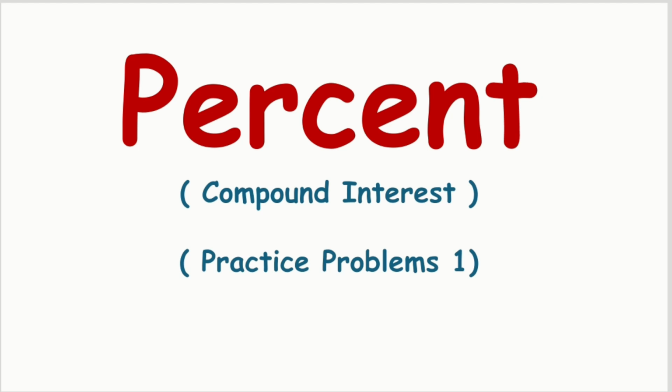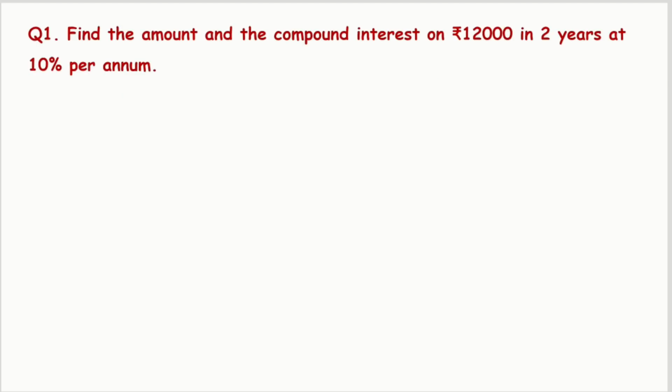Hello everyone, in this video we are going to learn how to calculate compound interest. So here we have our first problem. Find the amount and the compound interest on rupees 12,000 in 2 years at 10% per annum.